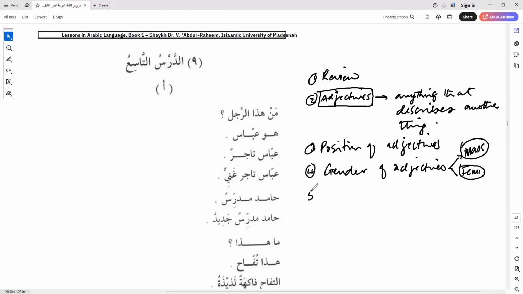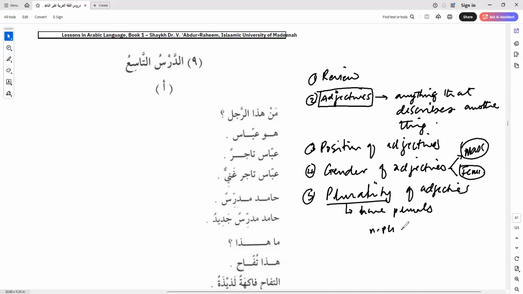And in لغة العربية, we have plurality of adjectives. That is to say, in لغة العربية, adjectives have plurals, unlike English. So if the noun is plural, then the adjective must be plural.